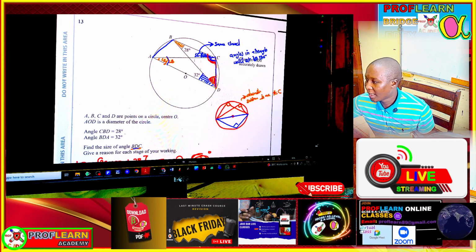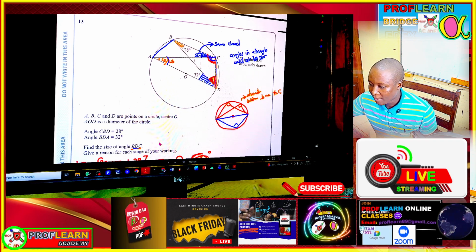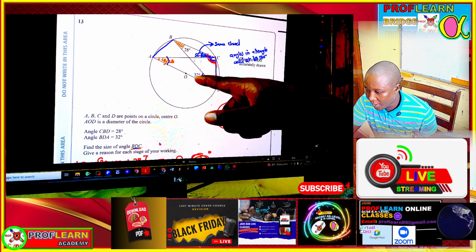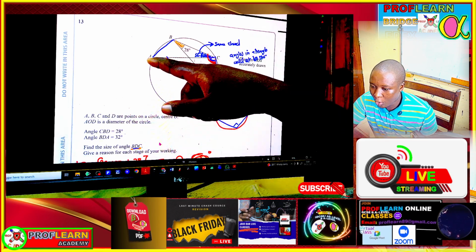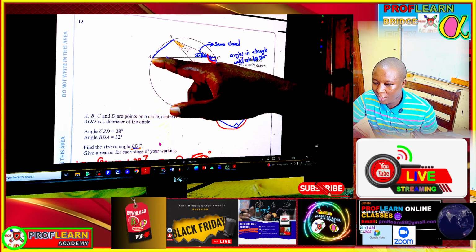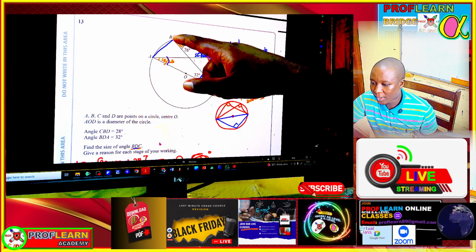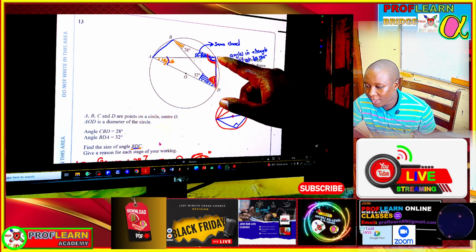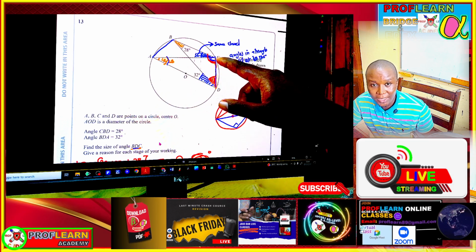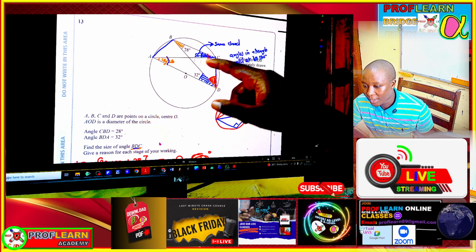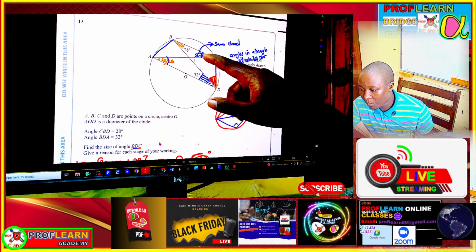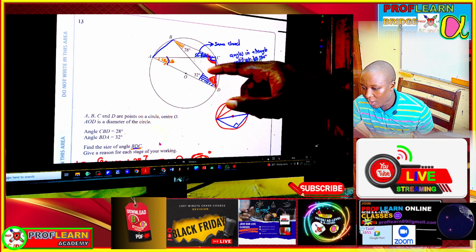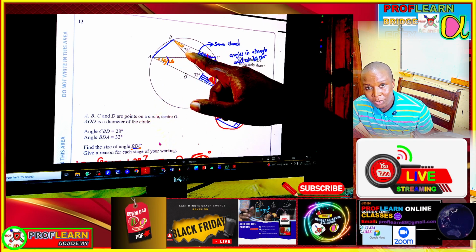Upon understanding that, we also need to remember that this angle that we have here, 32, is subtended by chord AB. Then AB also subtends this angle C that we have at this particular point. So if this is 32, this angle will be 32. Also, if this is 28, this is going to be 28.